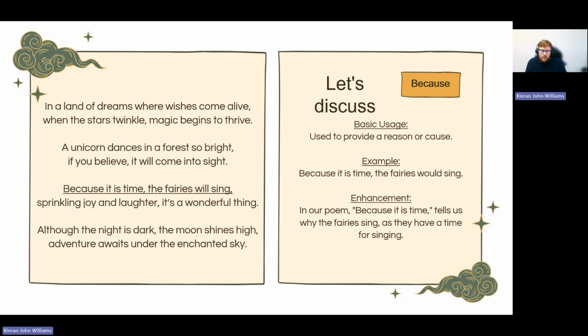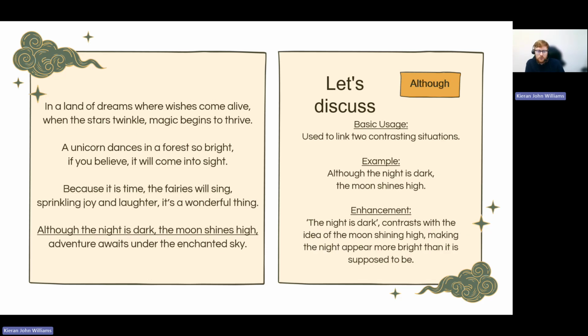Now, because, like we said, you probably already know this one. Because it is time, the fairies will sing. So in our poem, because it is time tells us why the fairies are singing, as they have the time to do it. Okay, so it gives us the cause or a reason for something. And last of all, we've got although. So like we said, although links two contrasting ideas, positive and negative, negative and positive. Although the night is dark, negative, the moon shines high, positive. Okay.